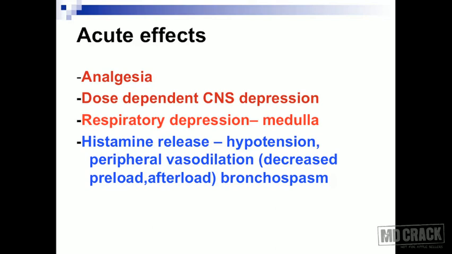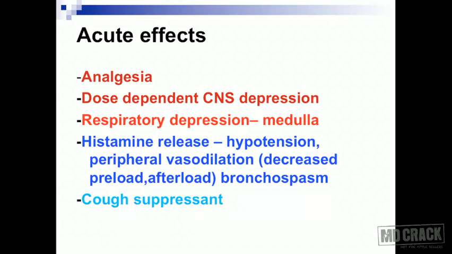Exactly. So that is what happens with morphine also. Histamine release leading to hypotension and peripheral vasodilation. This peripheral vasodilation in the veins and the arteries decreases the preload on the heart and the afterload on the heart. And the last effect is bronchospasm. So all these acute effects of morphine are not its own effects. They are due to the histamine release.